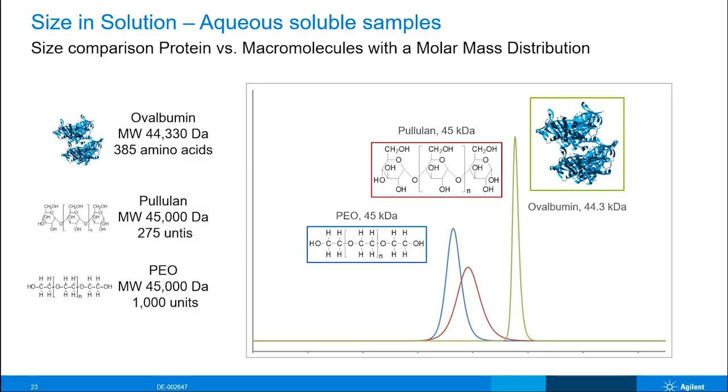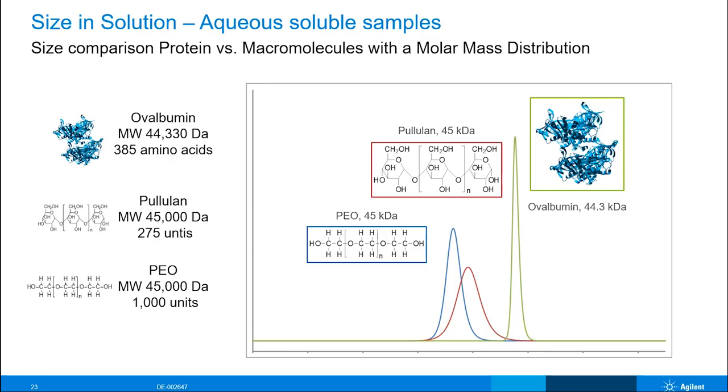Now, if we were looking at these three materials using a conventional calibration, we would end up with three different molecular weights. If we had calibrated off of, say, polyethylene oxide, we would get 45 kilodalton for the PEO, but the polyolane and the ovalbumin molecular weights would be vastly underestimated, because we're just looking at hydrodynamic volume. By getting light scattering involved, we're able to get the exact values that we're expecting. So we can see that the PEO is 45 kilodalton, the polyolane is 45 kilodalton, and the ovalbumin is 44.3 kilodalton, despite the fact that they have different hydrodynamic volumes. We're looking directly at molecular weight.